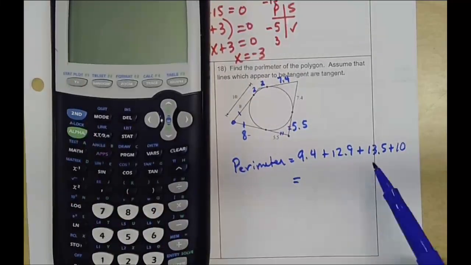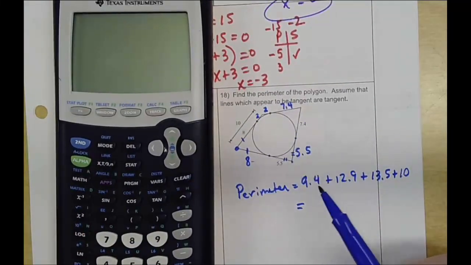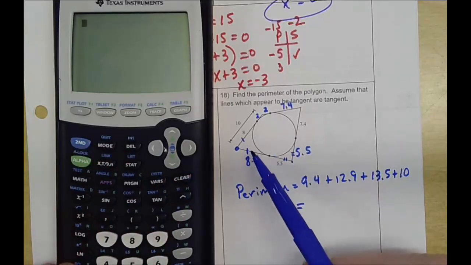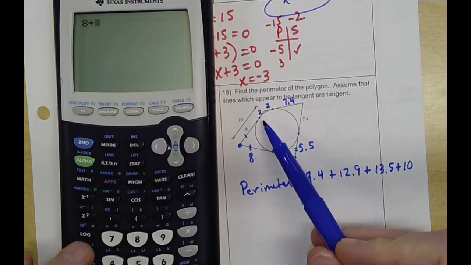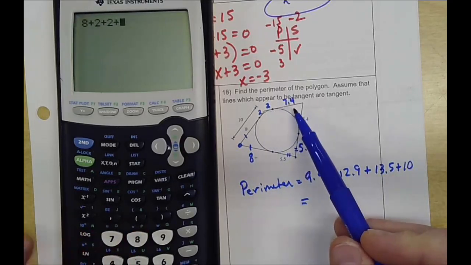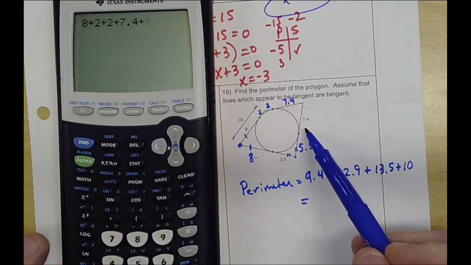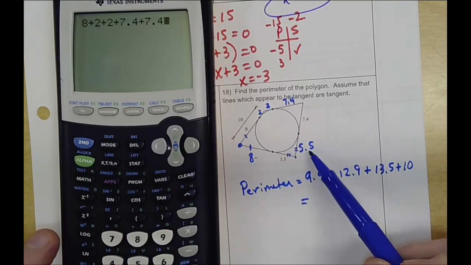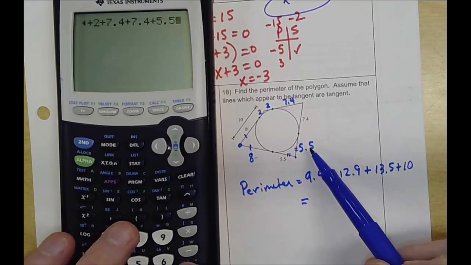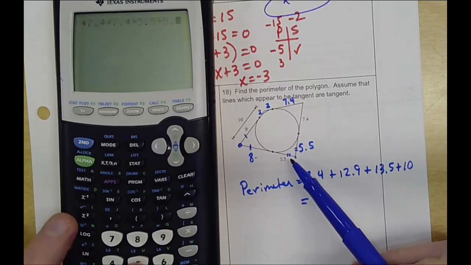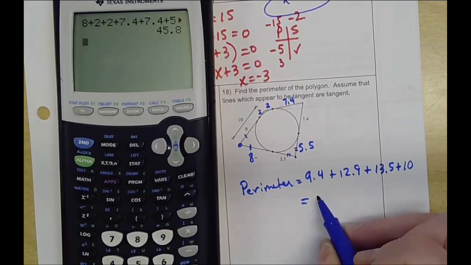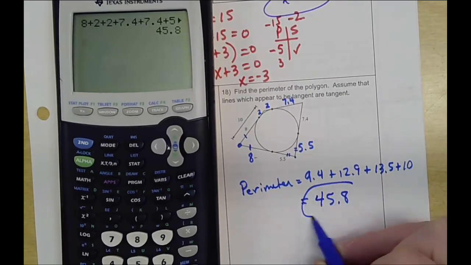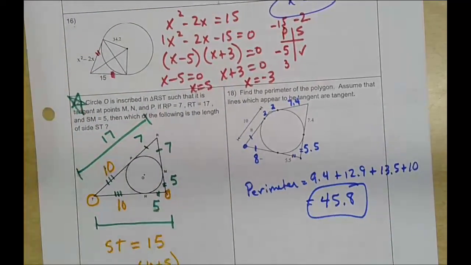Now, I wrote them as if I added the 2 on each side. You could do it individually. So it would also work if I just did, I'll start with this 8: 8 plus 2 plus 2 plus 7.4, 7.4 again, plus 5.5, plus 5.5 again, plus the last 8. That's going to be 45.8 for the perimeter all the way around.